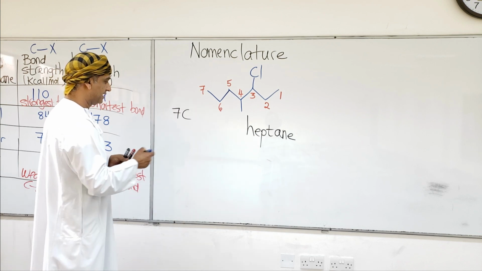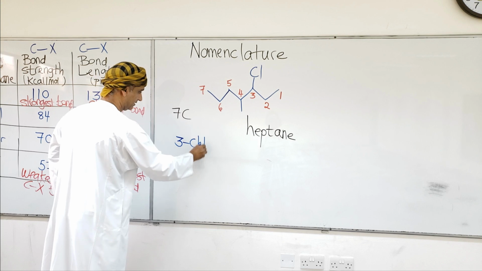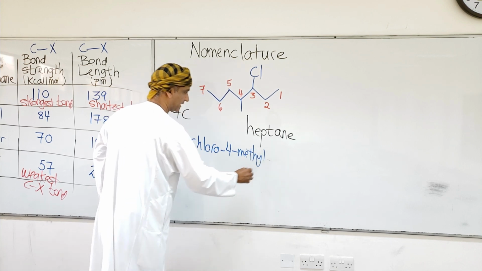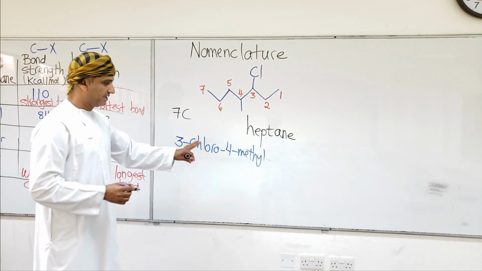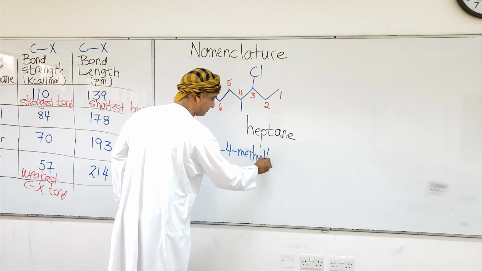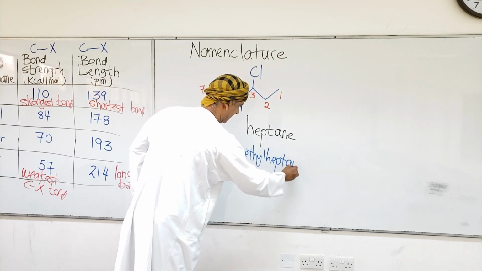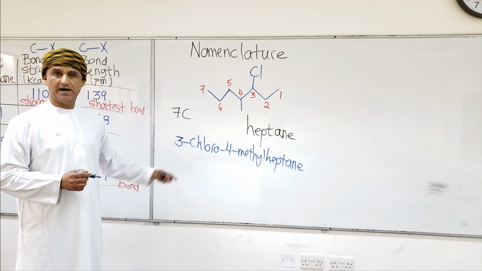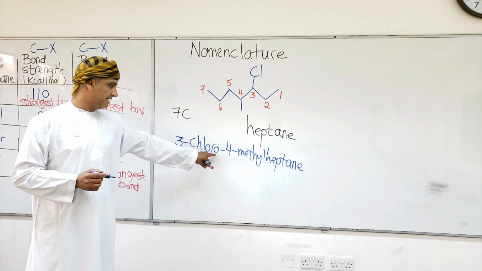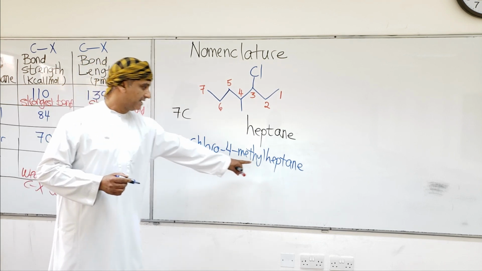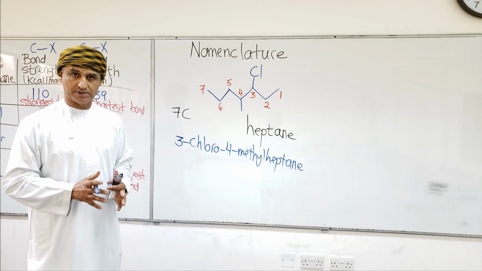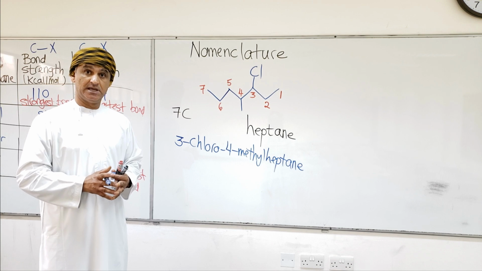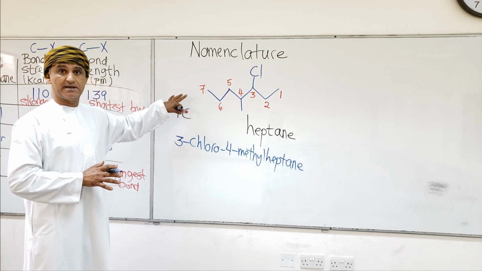So the name should be then 3-chloro-4-methylheptane without any space. So there's no space between L and H. Letters are not separated in IUPAC names. So this is 3-chloro-4-methylheptane. If you notice also, a number and a letter are separated by a dash. Again here, a letter and a number by a dash, a number and a letter by a dash. A letter and a letter are not separated. So letters are not separated. A number and a letter are separated by a dash, and numbers are separated by a comma. So this is the IUPAC name for this compound that contains a halogen.